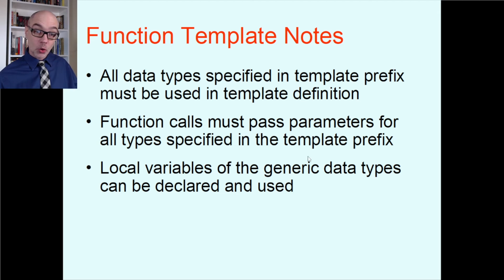You can declare local variables of the generic types. So like if internally I need a temporary variable for like a swap or a return value, I can locally declare a type T, result, do some math on it, and then return that at the end. You can totally do that. So a lot of flexibility here.